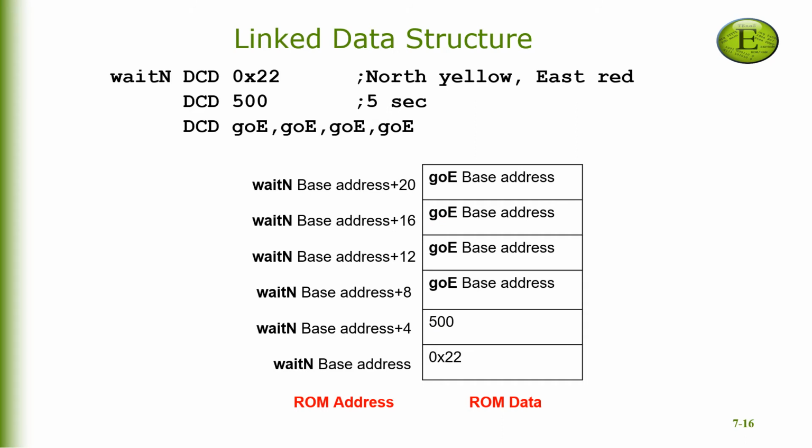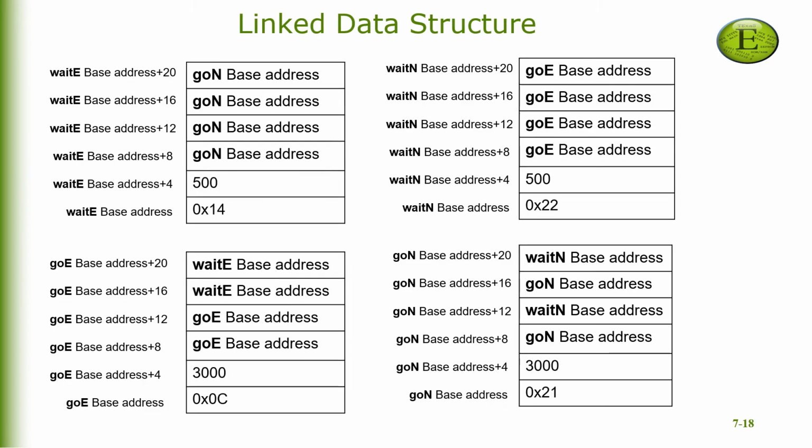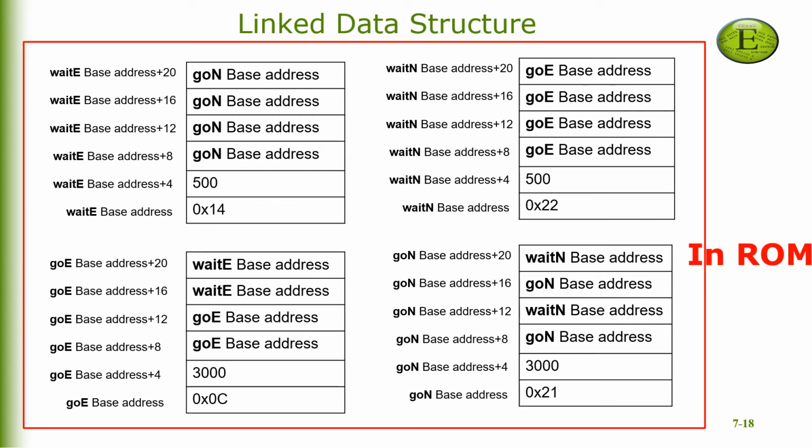Wait N as well as wait E arrays are stored in the ROM as shown here. All these 4 arrays are stored in the ROM. This is how you may want to visualize them. An interesting feature of structuring our arrays in the ROM is that it immensely simplifies the state transition process.